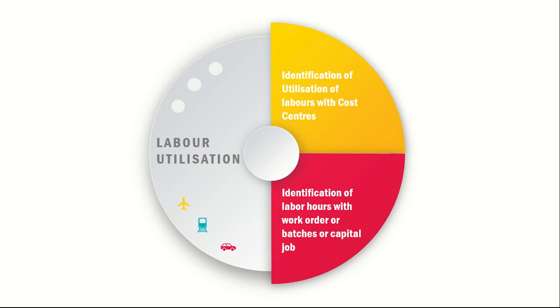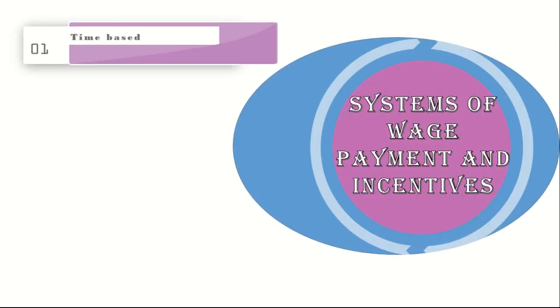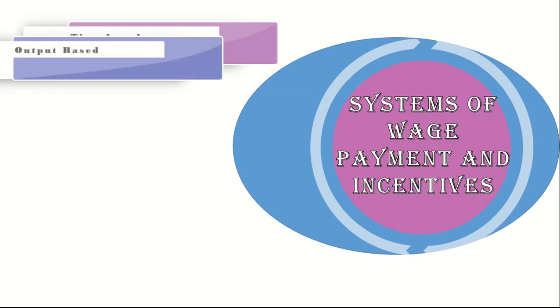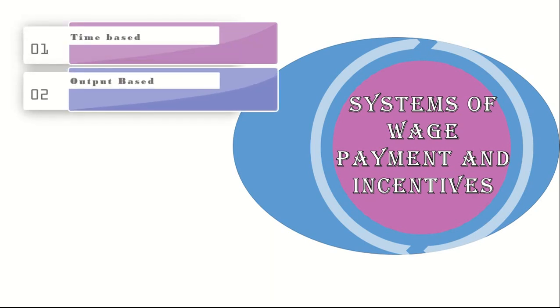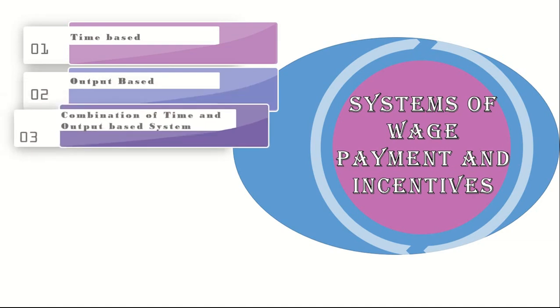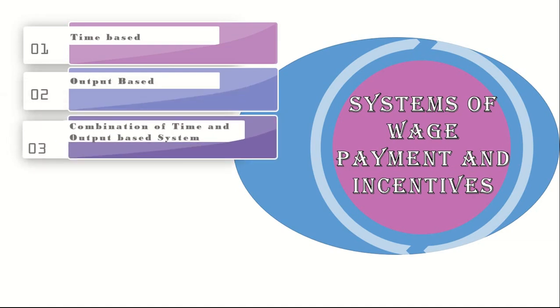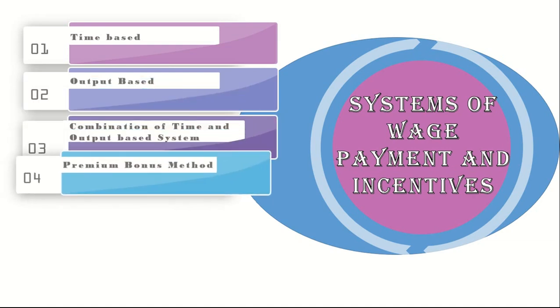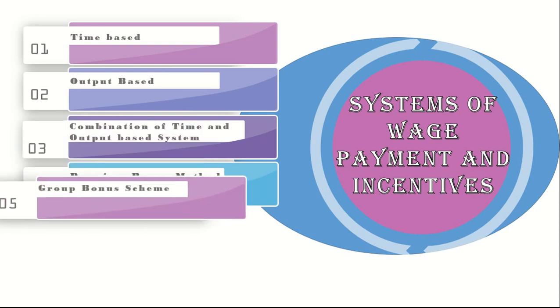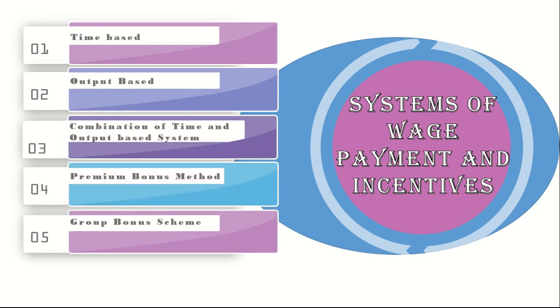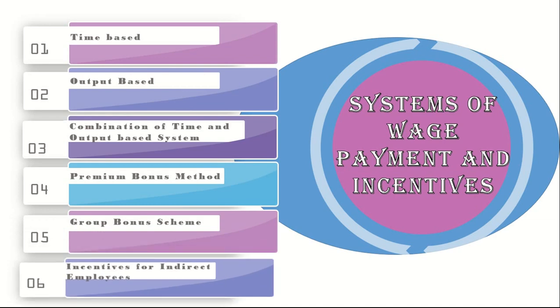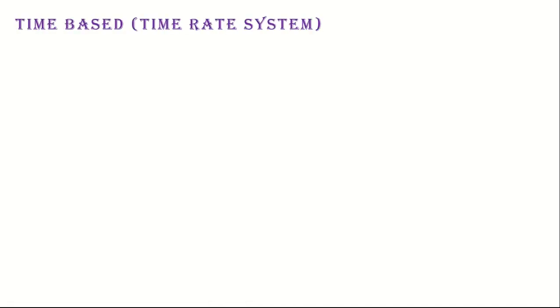Identification of labor hours with work order or batches or capital job. Systems of wage payment and incentives: 1. Time-based, time rate system. 2. Output-based, piece rate system. 3. Combination of time and output-based system. 4. Premium bonus method. 5. Premium bonus method. 6. Incentives for indirect employees.